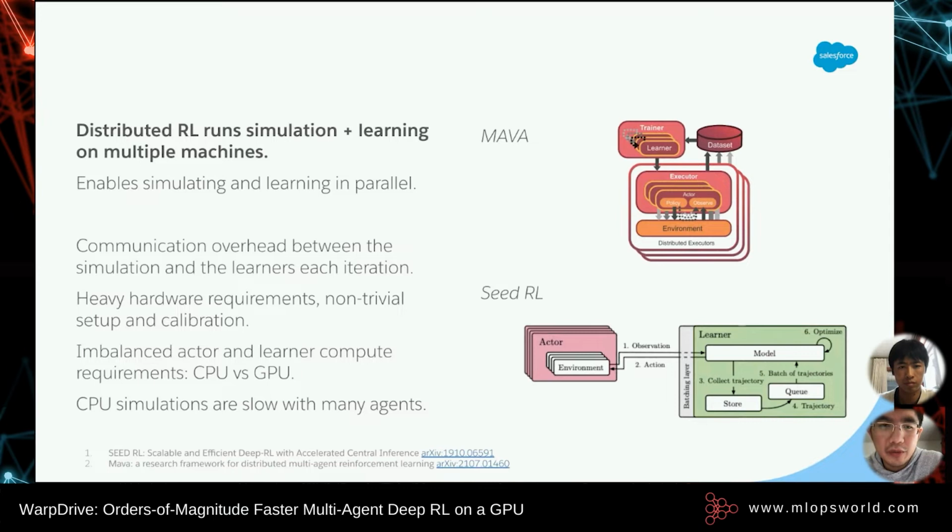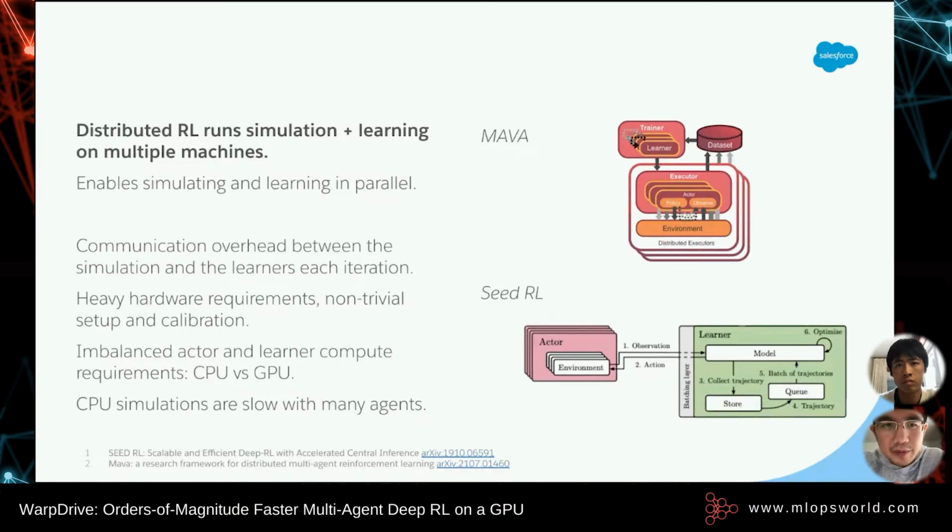So on the right, you can see two system architectures that have been proposed and used in the past, MAVA and CRL. I won't go into the details here. The idea is just that as a system, you can set this up in many different ways, and they all have their own pros and cons.